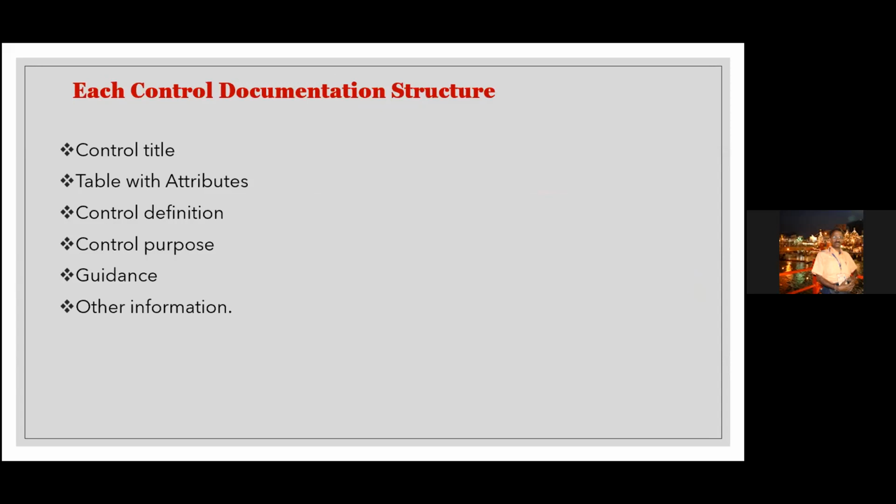Now the structure of the new document is in this form. For every control there is a control title, then a table with attributes, that matrix table, then the control definition. What does the control mean? Then what is the purpose of this control? Then further guidance is given in a very detailed manner. And for each control, related information is also clearly and elaborately given, to understand how one control is related to other controls of these 93 controls, and also to other ISO standards.